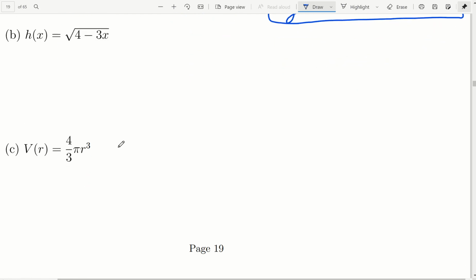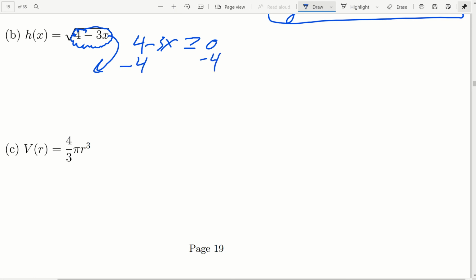Let's take a look at part B. We want to find the domain of h of x. Here, h of x does have an even root. It's a square root. So we need to make sure that the quantity on the inside of that root, the 4 minus 3x, has to be greater than or equal to 0 for us to evaluate it as a real number. We're going to solve this inequality.